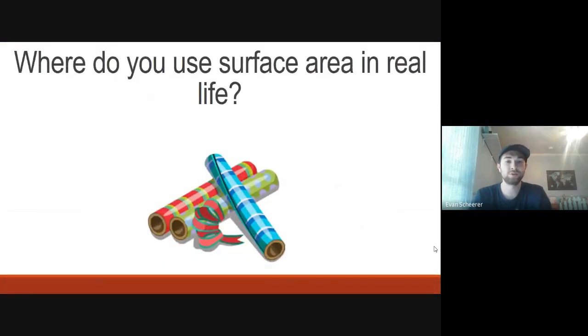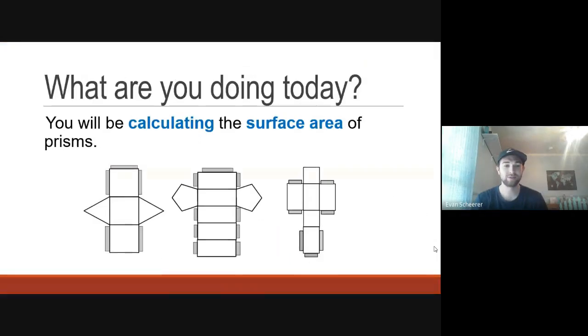So where do you use surface area in real life? Remember, surface area is the outside. So going back, surface area is finding the area of all those separate sides and adding them together. It's not the volume inside, it's how much space on the outside. So if you have, like, say, my phone, it would be this distance plus this distance plus this distance plus this distance plus this distance plus the front distance.